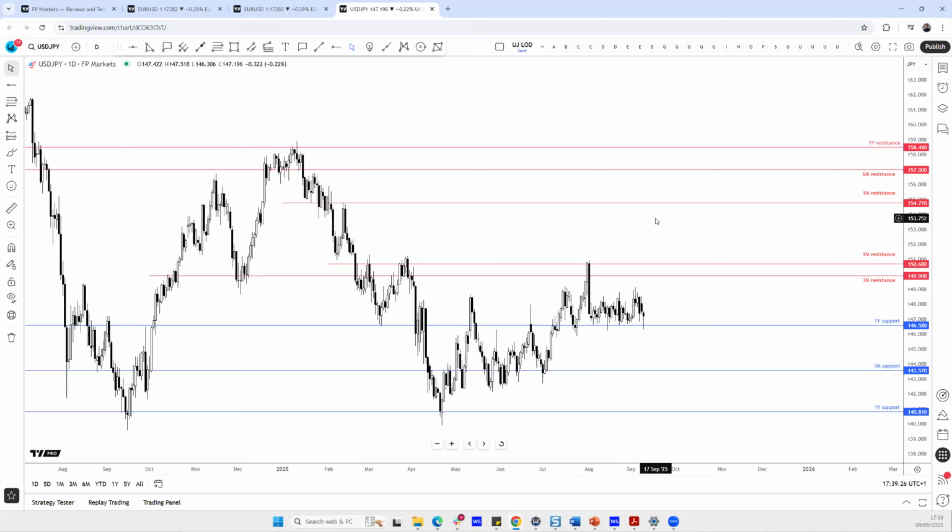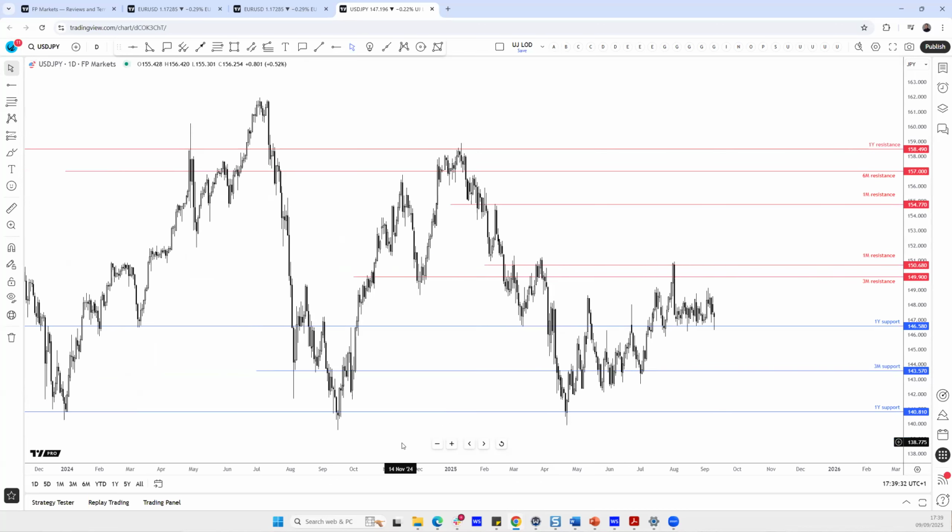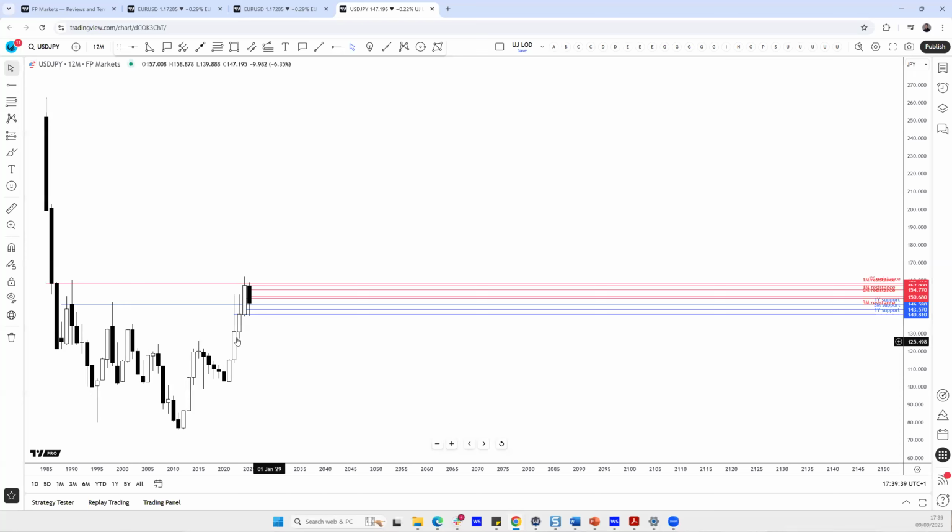So as you can see, we do have a 3-month support down here. We have a 1-year support. I mean, this 1-year support, let's see, 140.81. Let's see how far that was extended back. 140.80. I think it's this one actually, guys. 140.81. Yep, that was January 2024. So last year's opening level.